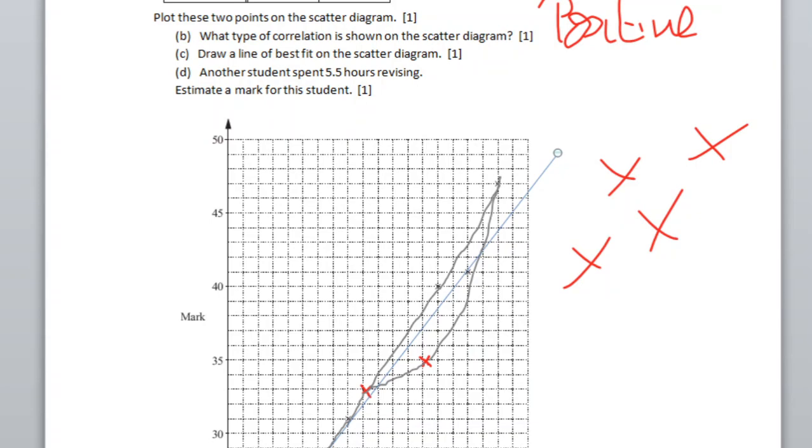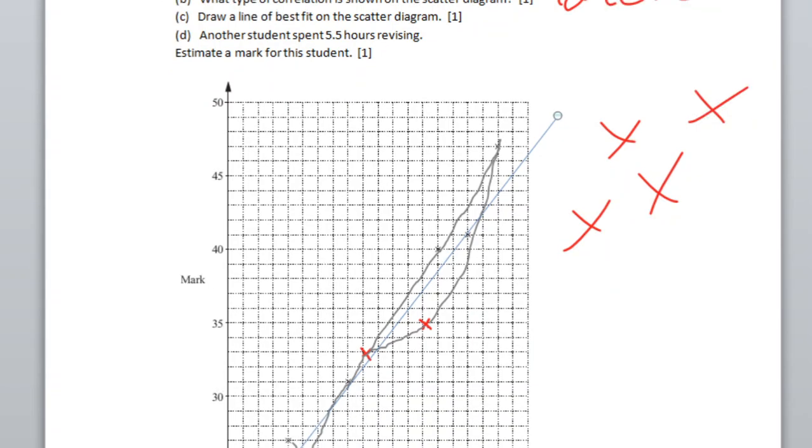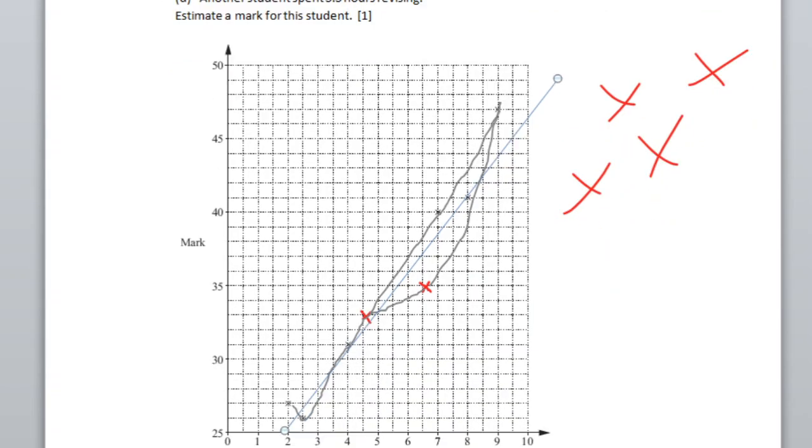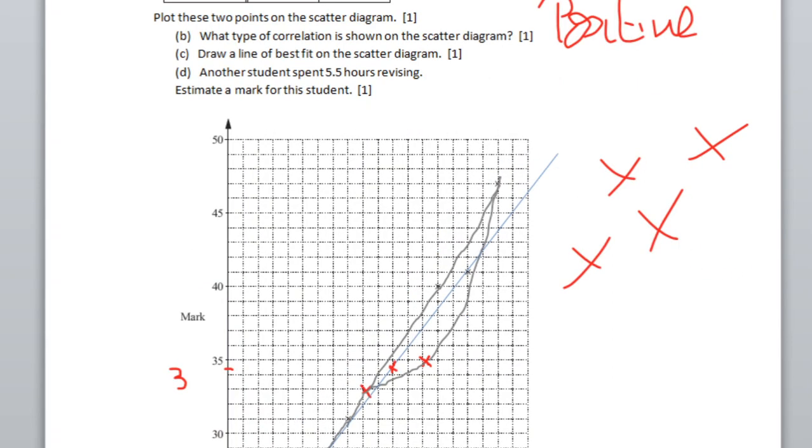Part D, another student spent 5.5 hours revising. Estimate a mark for this student. So 5.5 hours are spent. Mark 5.5 on the x-axis of the line of best fit. Read the corresponding value here. This is 31, 32, 33, 34, 34.5 marks. So the answer for part D is 34.5.